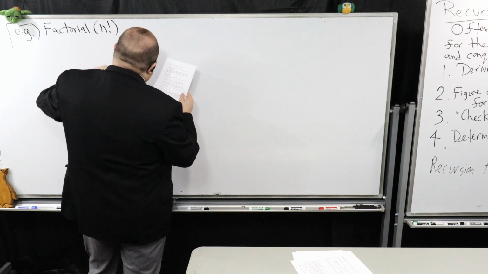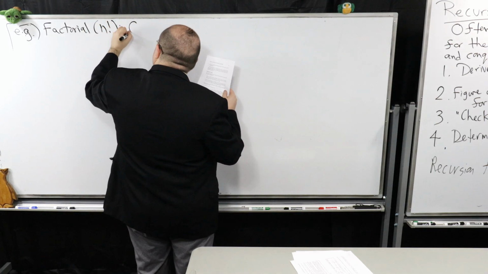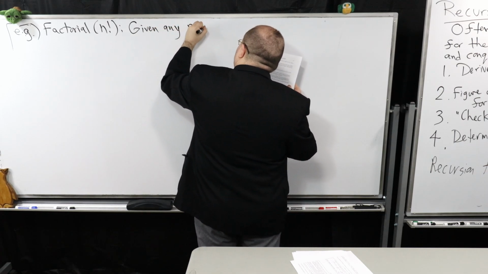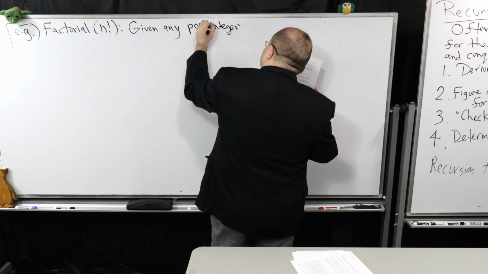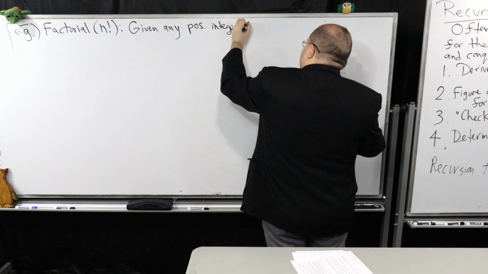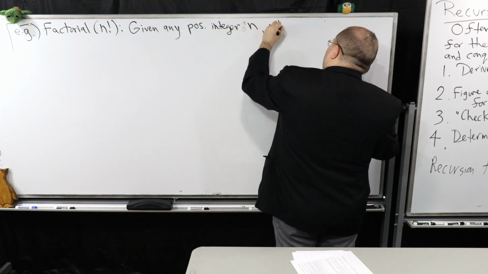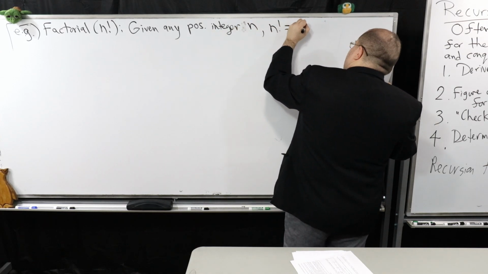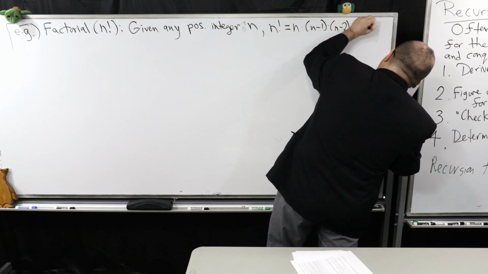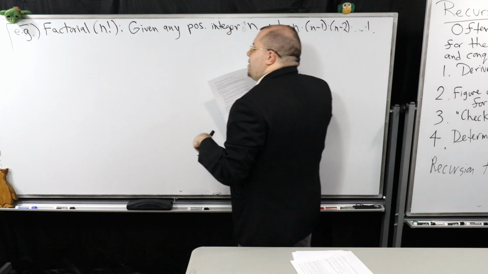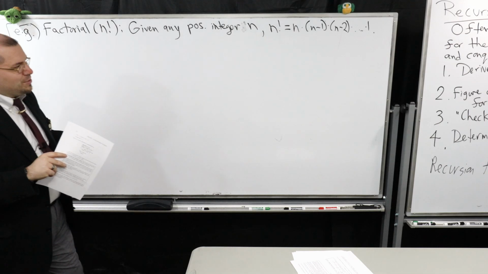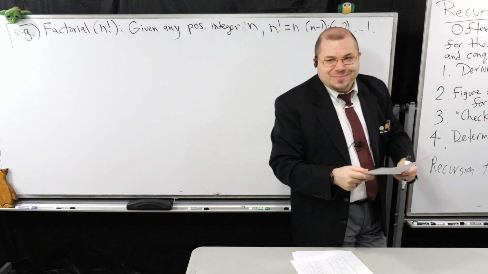So let's consider n factorial given any positive integer. I'm just going to define it on positive integers for the sake of simplicity here. For any positive integer n, factorial is equal to n times n minus 1 times n minus 2 all the way down to 1. For the combinatorics fans in the room, you might know 0 factorial is equal to 1, but I'm not going to focus on that here.